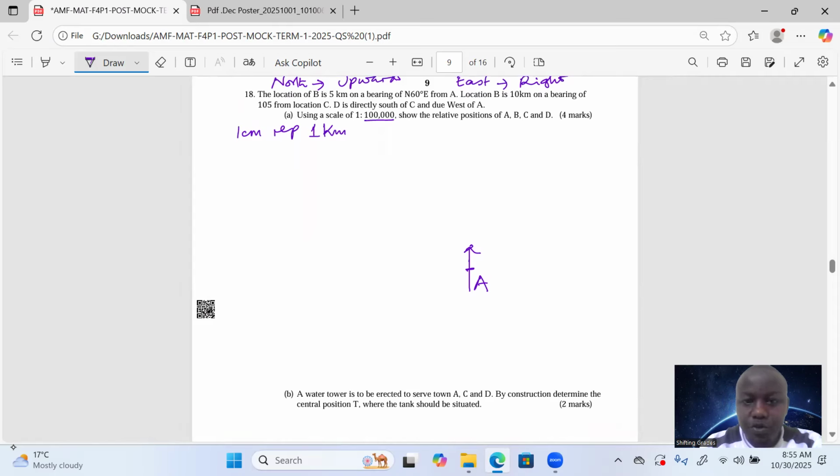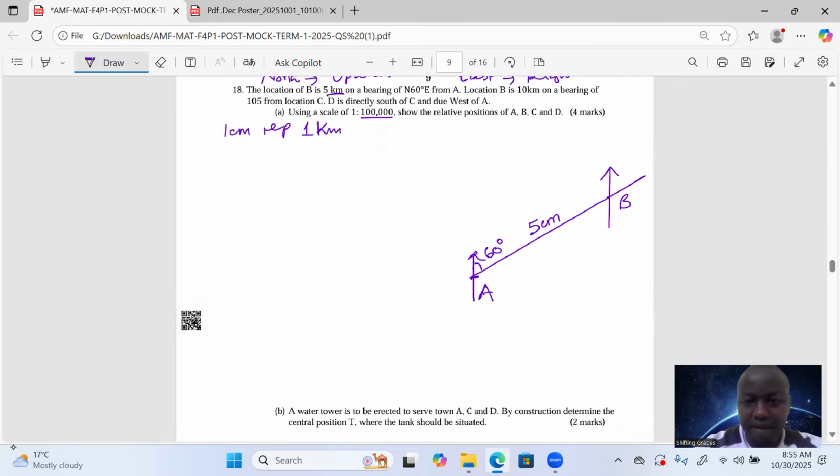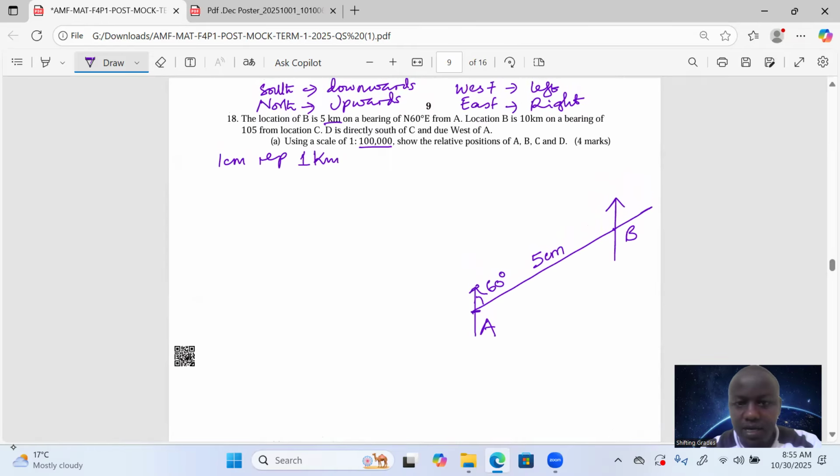It means you measure from the north towards east in the clockwise direction for you to measure 60. Then you produce, this is 60 degrees from the north towards east. Then after that, now you measure the 5 km represented by 5 centimeters. So 5 centimeters, that's where B is now. 60 from A on a distance of 5. Location B.